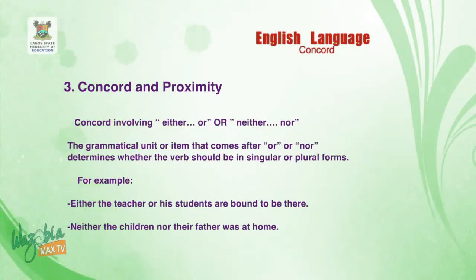But look at this second one. Neither the children nor their father was at home. Their father was singular and it comes after nor. And so that informed our choice of was. So we have neither the children nor their father was at home.